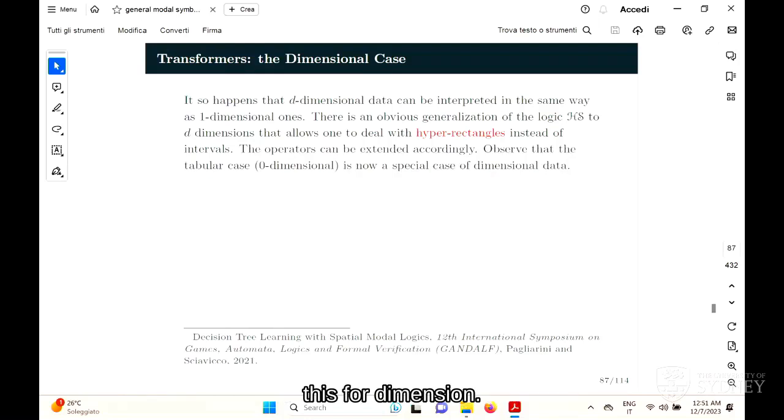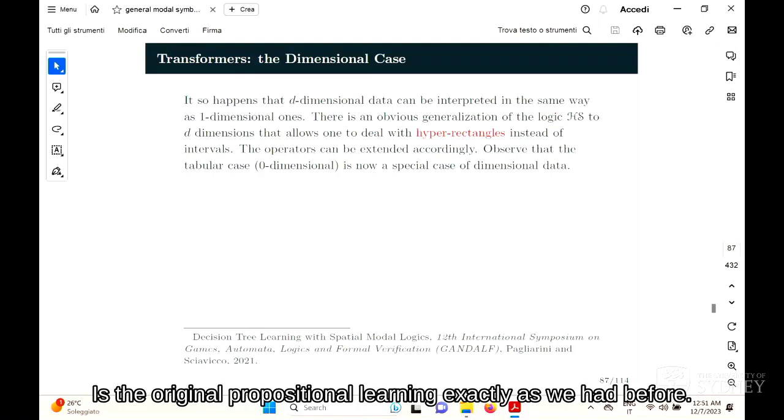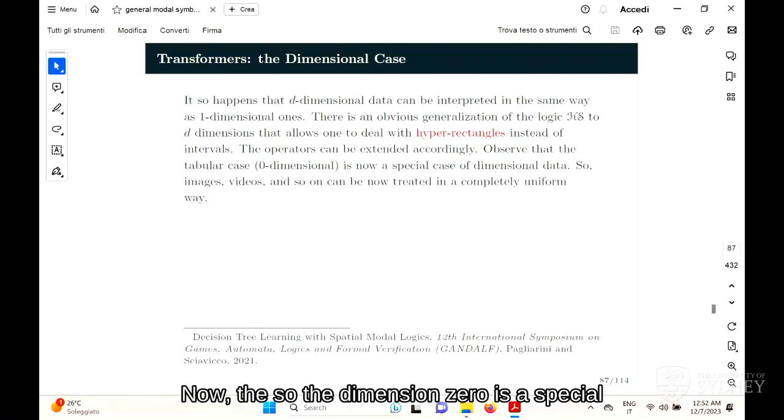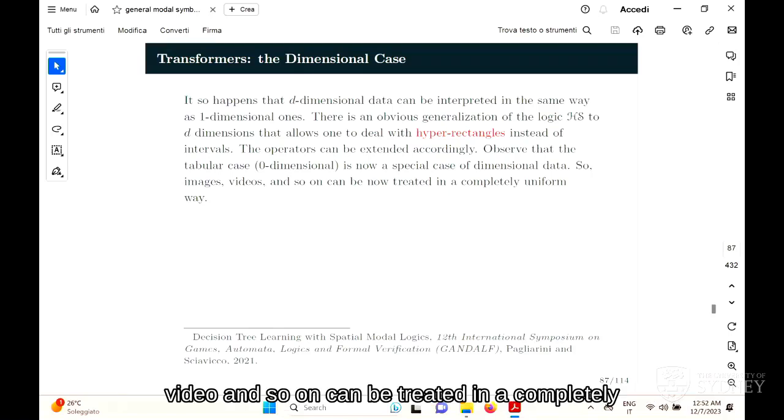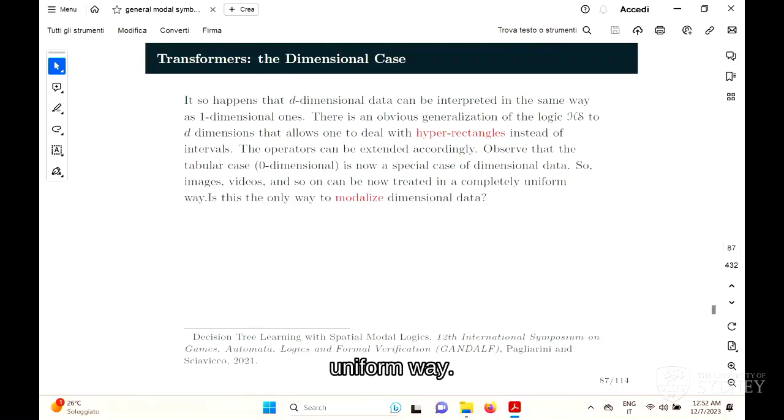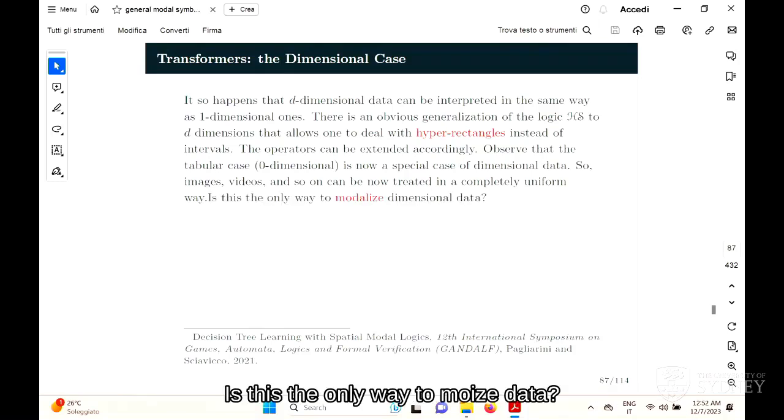So you can do this for any dimension. What happens if you do dimension 0? Well, dimension 0 is just tabular. So in this case, and actually in every one of them, the bottom one is the original propositional learning, exactly as we had before. So dimension 0 is a special case of dimensional data. So now the subgroup of dimensional data that includes images, video, and so on can be treated in a completely uniform way. Is this the only way to modelize data?